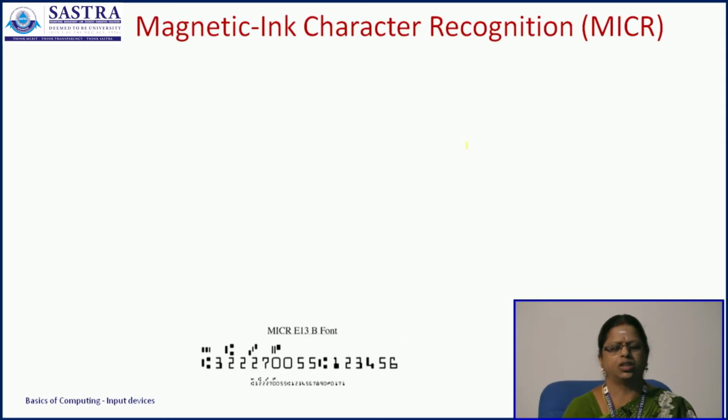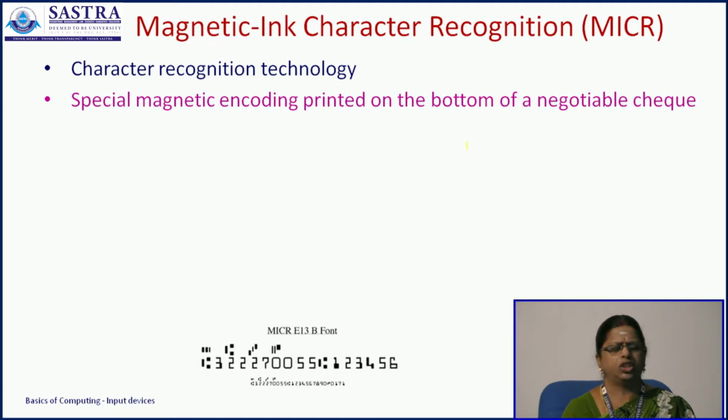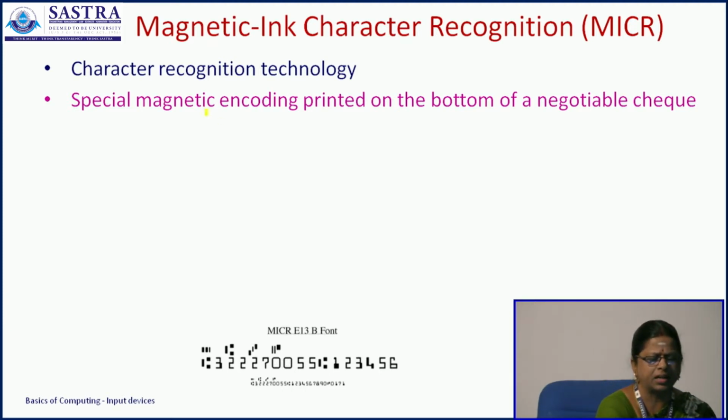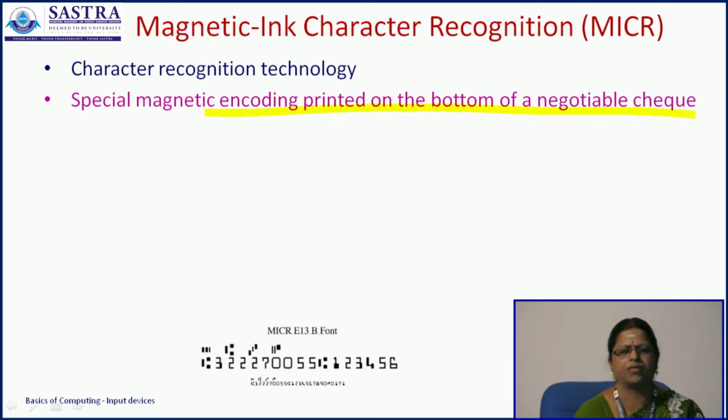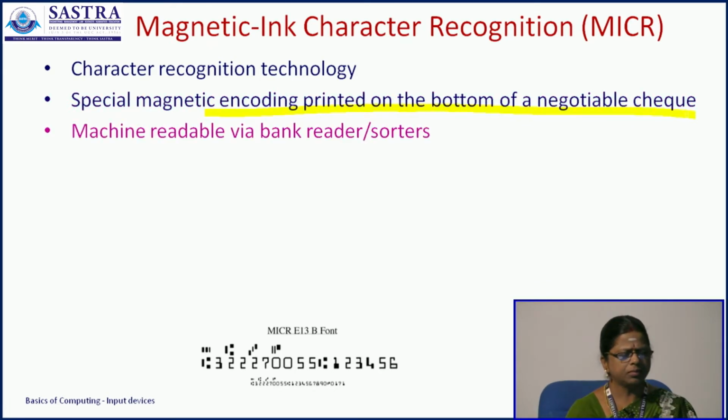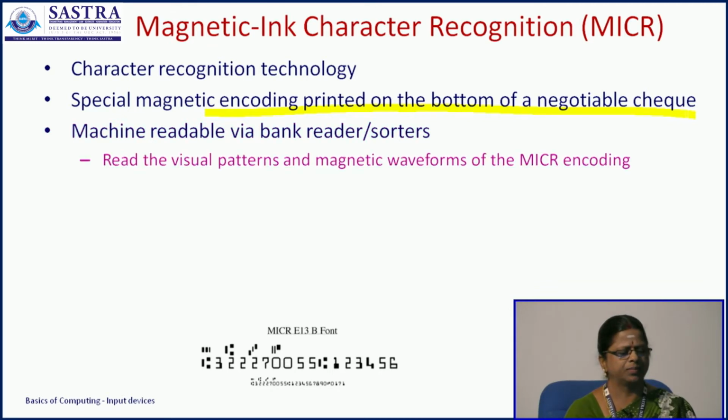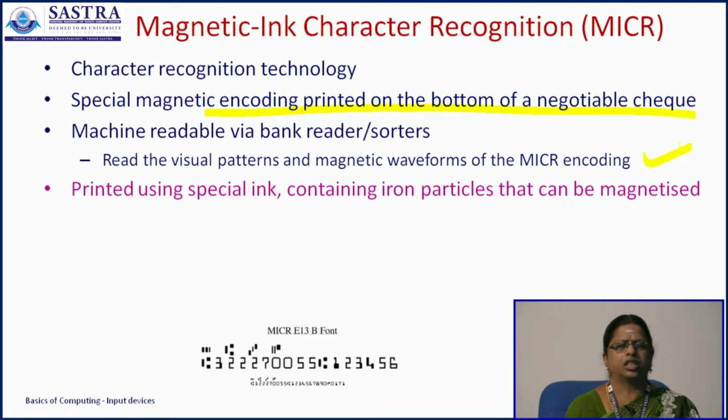Let us now pass on to MICR, which is magnetic ink character recognition. It is a character recognition technology which uses special magnetic encoding printed on the bottom of a negotiable check. It is machine readable via bank readers or sorters. What does it do? It reads the visual patterns and the magnetic waveforms of the MICR encoding. It is printed using special ink which contains iron particles that can be magnetized.